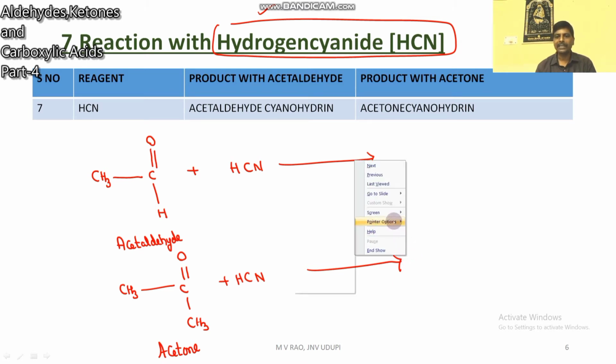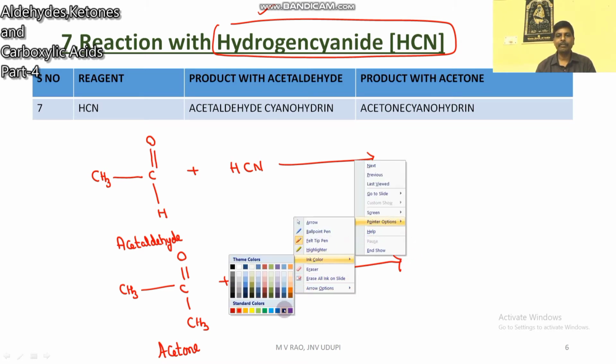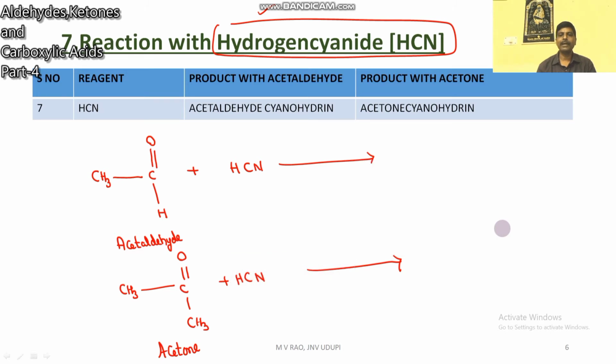Now, what is meant by nucleophile? Nucleophile means negatively charged. This CN minus is the nucleophile. In C double bond O, oxygen will get a negative charge, carbon will get a positive charge. Already seen, CN minus will attack this center.